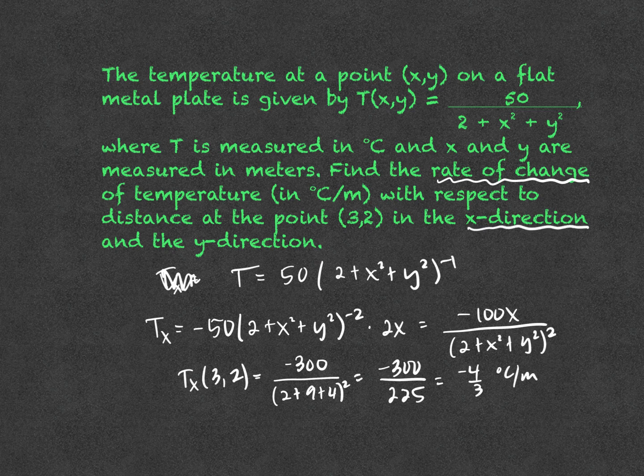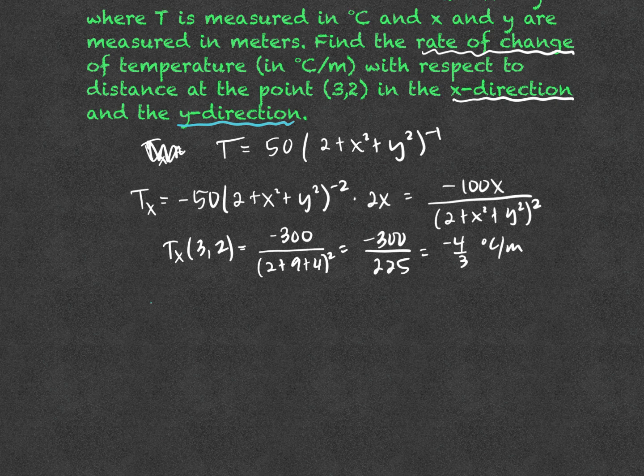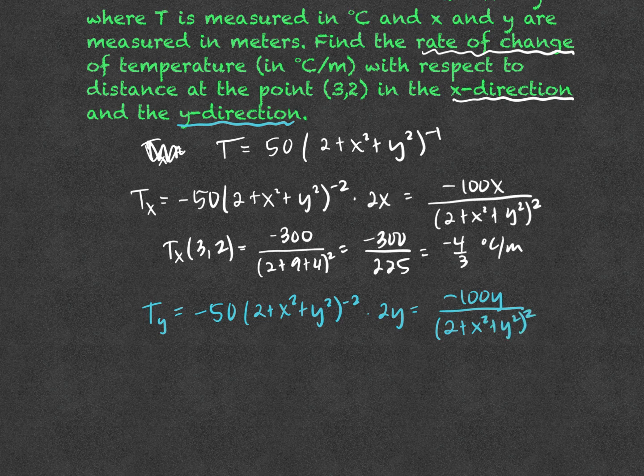Now let's look at it in the y direction. So we're going to find the derivative of this function with respect to y. Again, the derivative of something to the negative 1 power is negative something to the minus 2 power, times the derivative of y squared, which is 2y. So we end up with negative 100y over the quantity 2 plus x squared plus y squared, squared.